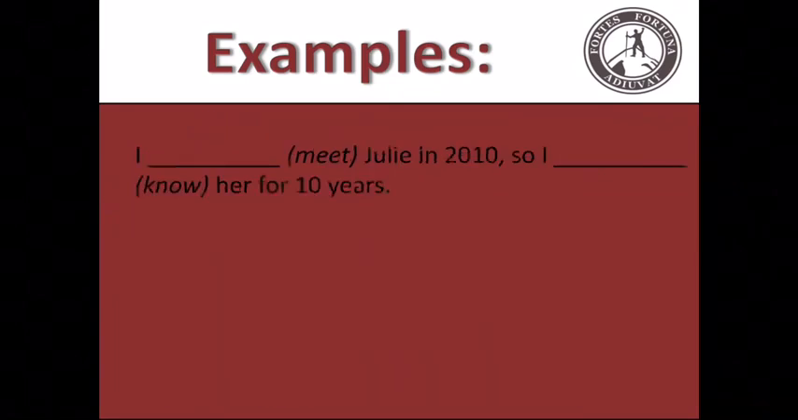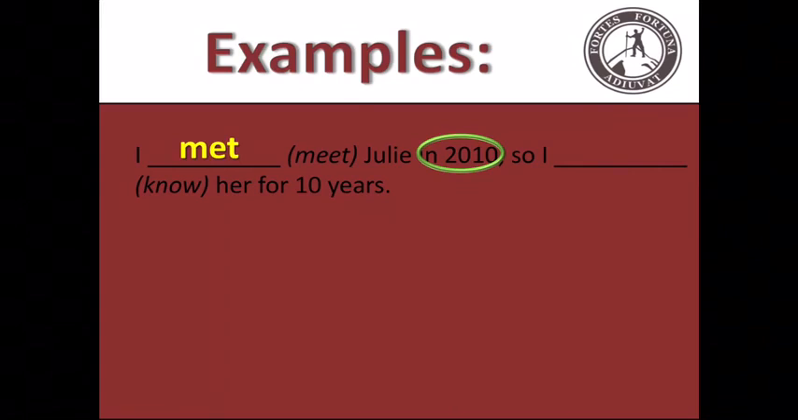Last one, we have two gaps here. I, our verb is meet, Julie in 2010. So I, our verb is know, her for 10 years. So let's split this up into two sections. In the first section, we have a specific time, in 2010. So we know that the verb meet needs to be in past simple. We're going to put met in the space. If you are having problems with your irregular verbs, you need to check them before your Cambridge exams.